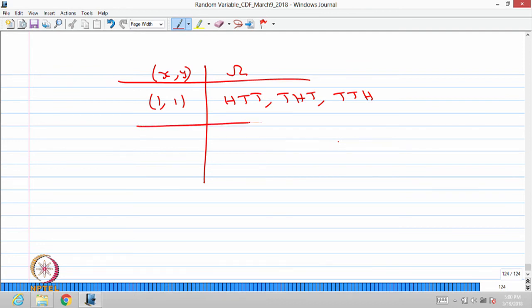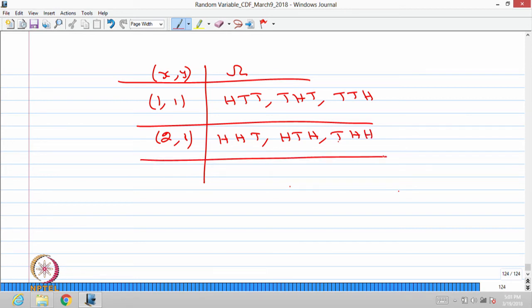Similarly, you can find what are all the possible outcomes which give the values 2 comma 1. The number of heads is going to be 2 and the absolute difference of the number of heads and tails is going to be 1. Therefore, it is going to be head, head, tail; head, tail, head; tail, head, head. The next one, you can go for finding 3 comma 1. If you go for 3 comma 1, you will get no possible outcomes.